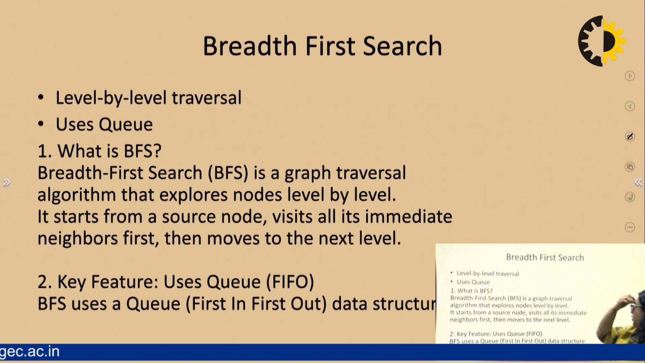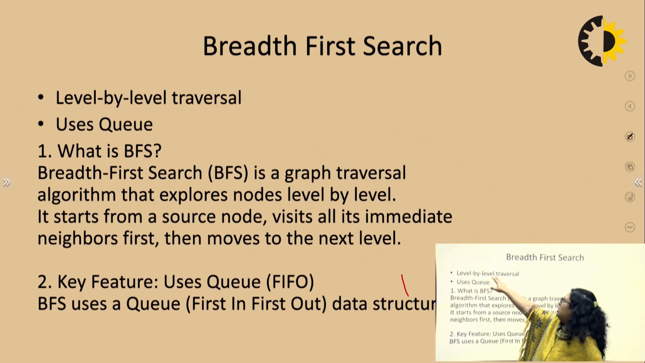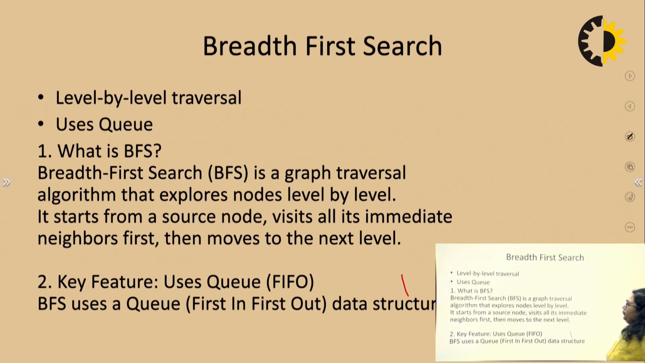So next topic is BFS, breadth first search. Breadth first search is a traversal algorithm. Basically it traverses level by level from the starting node, then it goes to the next level, and then to the next. Breadth first search uses a queue. It is a graph traversal algorithm that explores nodes level by level. It starts from the source, visits all the immediate neighbors first, then moves to the next level.